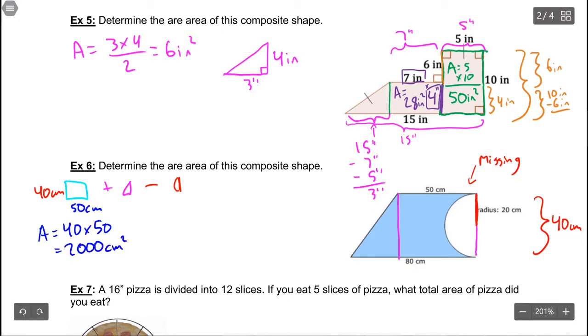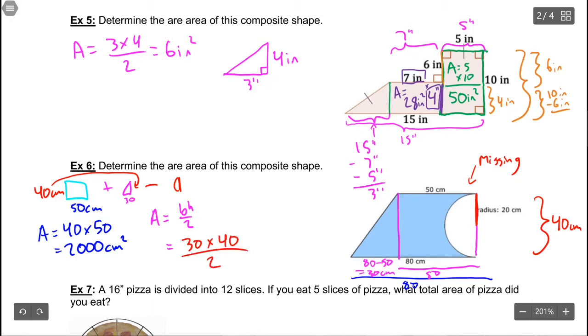2,000 centimeters squared. Now the area of our triangle is base times height over 2. Now let's figure this out. The base of our triangle, well, the whole thing is 80, and we've used up 50 for the rectangle. So 80 minus 50 is 30 centimeters. So our base is 30 and our height is the same 40. That same 40 centimeters is going to be this side. So our base is 30 times our height of 40 divided by 2 is 600 square centimeters.